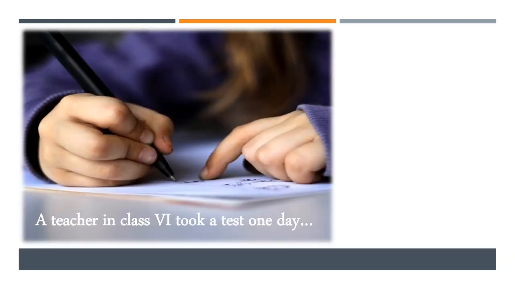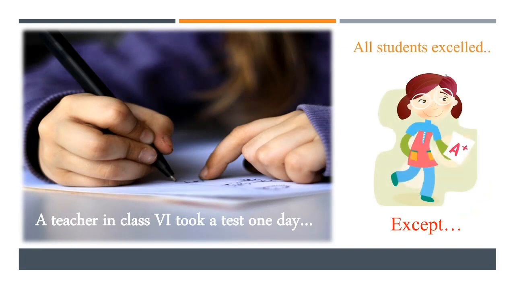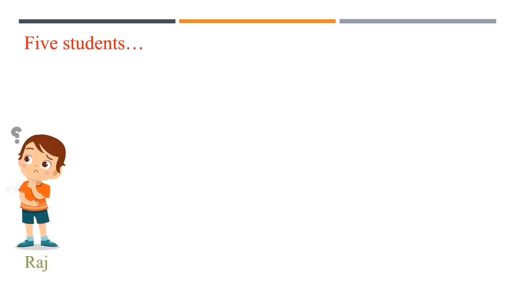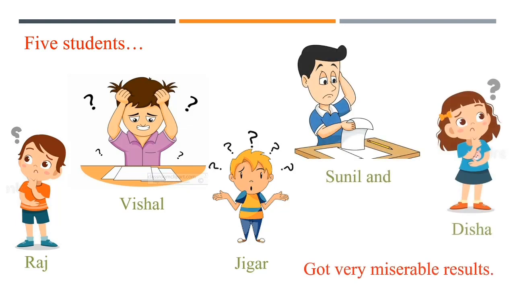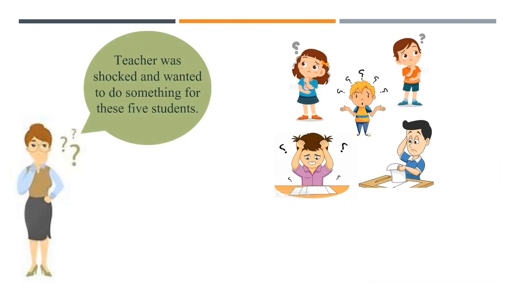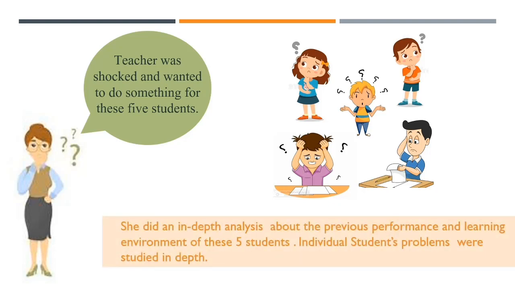A teacher in class 6 took a test one day. All students excelled except 5 students: Raj, Vishal, Jigar, Sunil, and Disha got very miserable results. The teacher was shocked and wanted to do something for these 5 students. She did an in-depth analysis about the previous performance and learning environment of these 5 students. Individual students' problems were studied in depth.